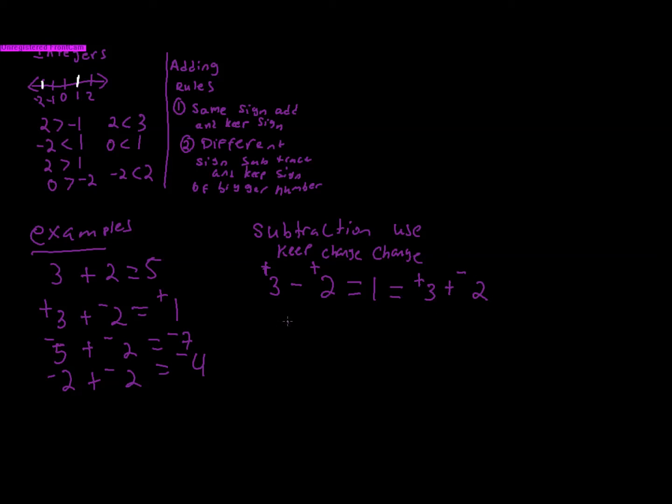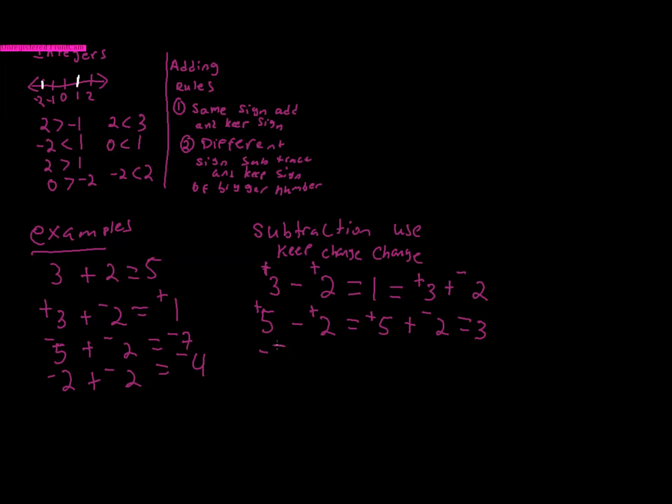Now, let me just re-demonstrate a similar problem. 5 minus 2, right? +5 minus +2. I can switch that to +5 plus -2. Now that is going to be +3. There again, different signs, subtract, and keep the sign of the bigger number.